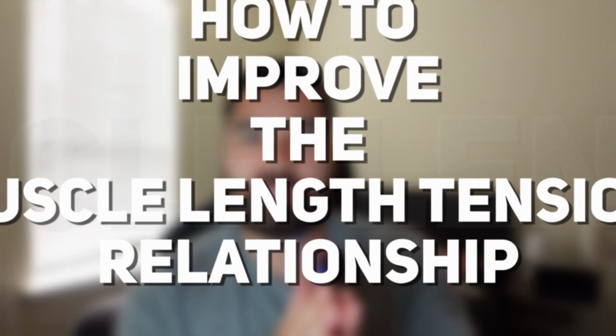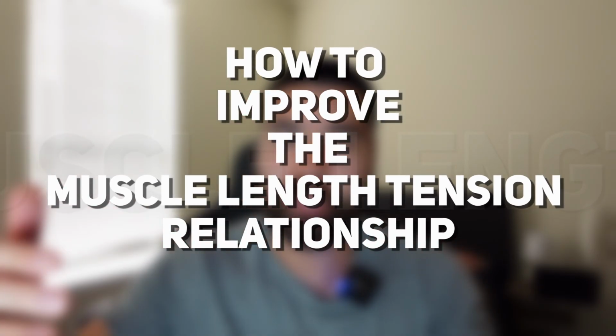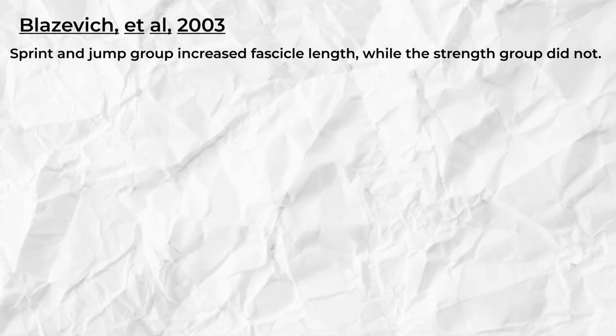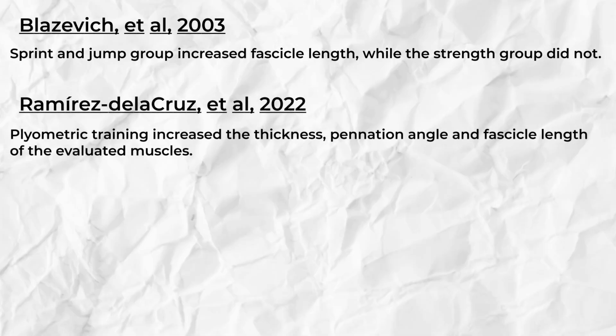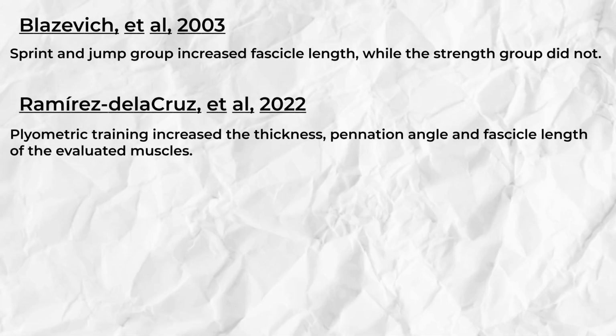So how do we do this? How do we structure our training to shift this length-tension relationship up and to the right, so we're not having these quote-unquote shortened muscles that can only produce their highest force at shorter muscle lengths? Well, there's a couple of good papers, so I'm just gonna check my computer for this because I've got my notes here. But Blazevich in 2003, they had the sprint and jump group increasing muscle fascicle length, while the strength group did not. We have Ramirez de la Cruz, their meta-analysis showing increased fascicle length from plyometric training.